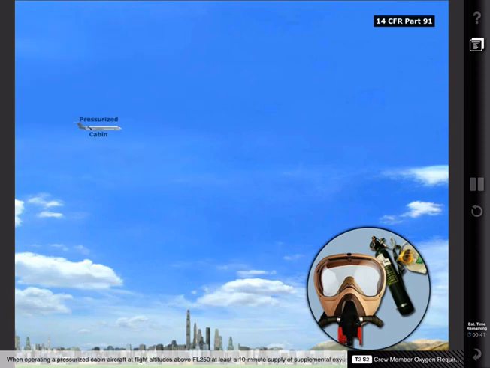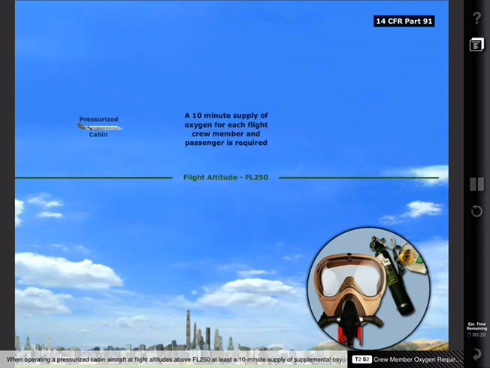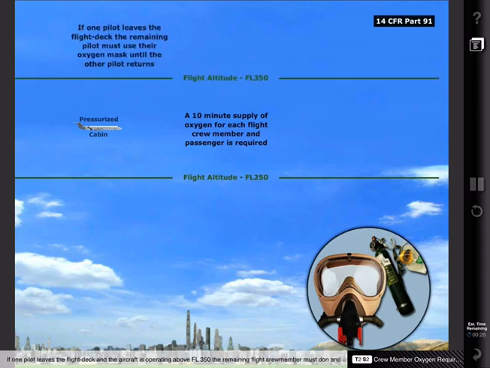When operating a pressurized cabin aircraft at flight altitudes above flight level 250, at least a 10-minute supply of supplemental oxygen is required for each flight crew member and passenger on board. If one pilot leaves the flight deck and the aircraft is operating above flight level 350, the remaining flight crew member must don and use their oxygen mask until the other pilot returns. If the aircraft is not equipped with quick donning type masks, at least one crew member must use supplemental oxygen at flight altitudes above flight level 350, even when both pilots are present.